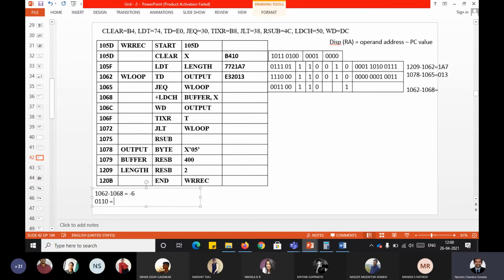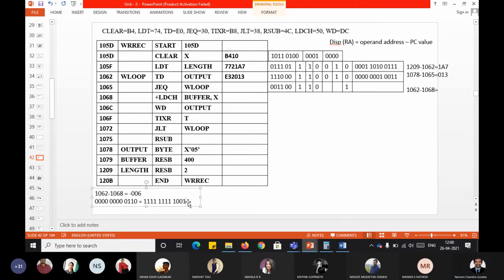But how to represent it in the negative format? For this, I'll just take 006. How to represent that? It is 0000 followed by 0110. So that's how I'll be representing 006. But how to take it as negative 2's complement? First I have to make it the 1's complement. When I make it the 1's complement, I'll get 1111 followed by 1001.